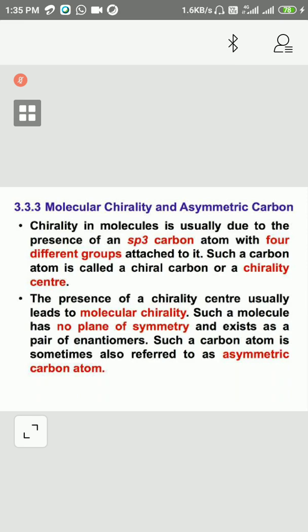Chirality in a molecule is usually due to the presence of an sp3 carbon atom with four different groups attached to it. Such a carbon atom is called a chiral carbon or chirality center. The presence of a chirality center usually leads to molecular chirality. Such a molecule has no plane of symmetry and exists as a pair of enantiomers. Such a carbon atom is sometimes also referred to as an asymmetric carbon atom.